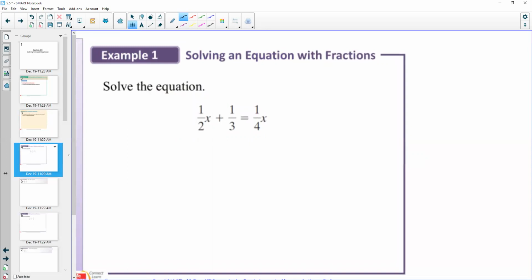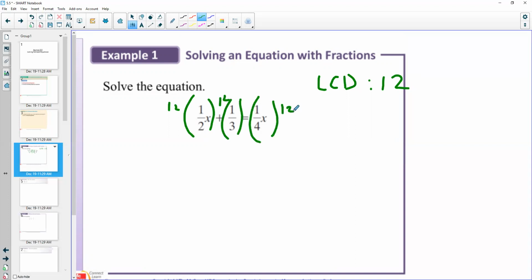I want to find the LCD. So the least common denominator of 2, 3, and 4 is 12, and I'm going to use that. Honestly, a rational equation is no fun because it's full of fractions. So my first goal is to get rid of the fractions, and I can do that with the least common denominator. I'm going to take each of these, every single one, and multiply it by 12. What that lets me do is clear the fractions.